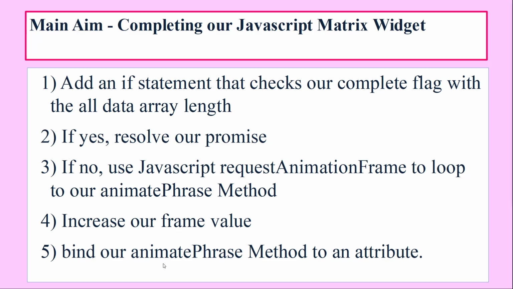The last thing is we need to bind our animationFrame method, and this is because requestAnimationFrame requires a callback function, and so we can't directly input a method into it. So we'll have to attach that to an attribute and use that attribute within our requestAnimationFrame. So that's the kind of things we're going to be doing. Let's get on with it.